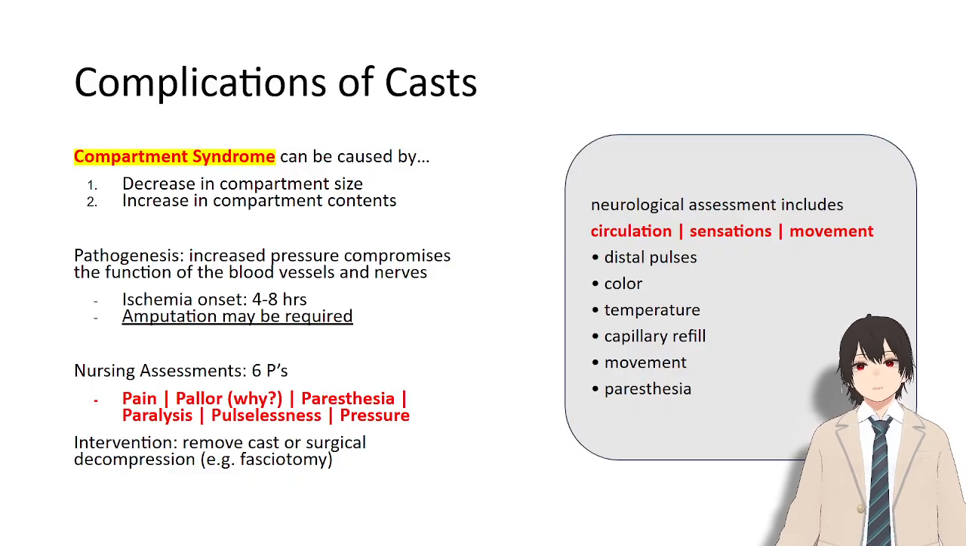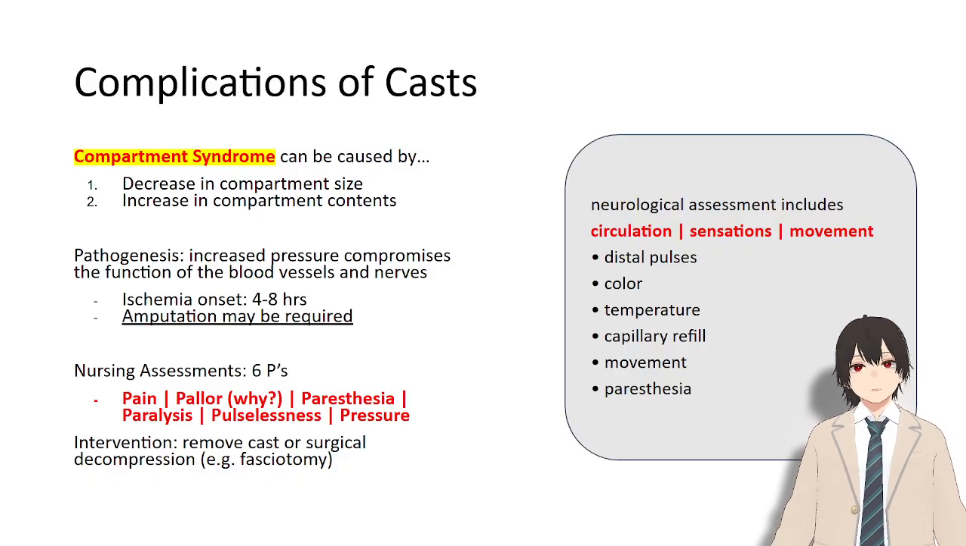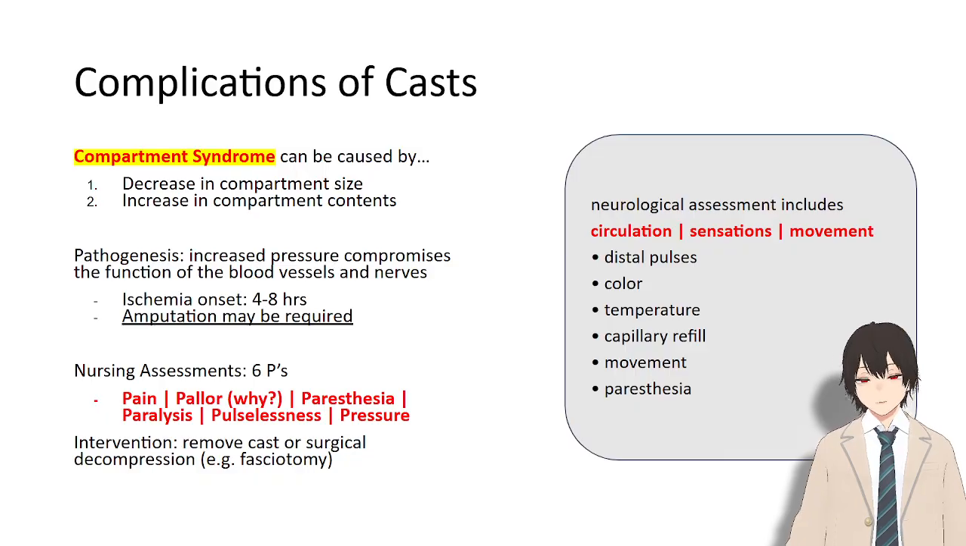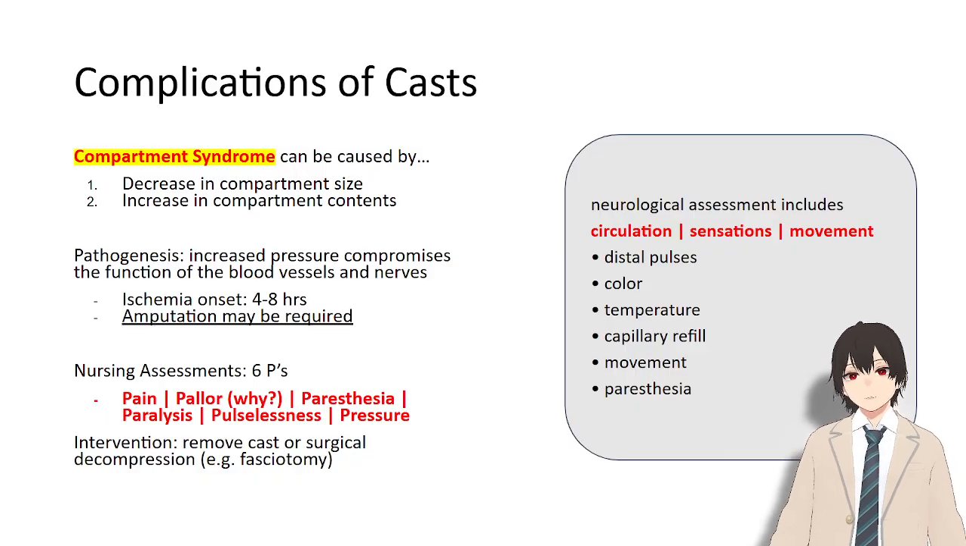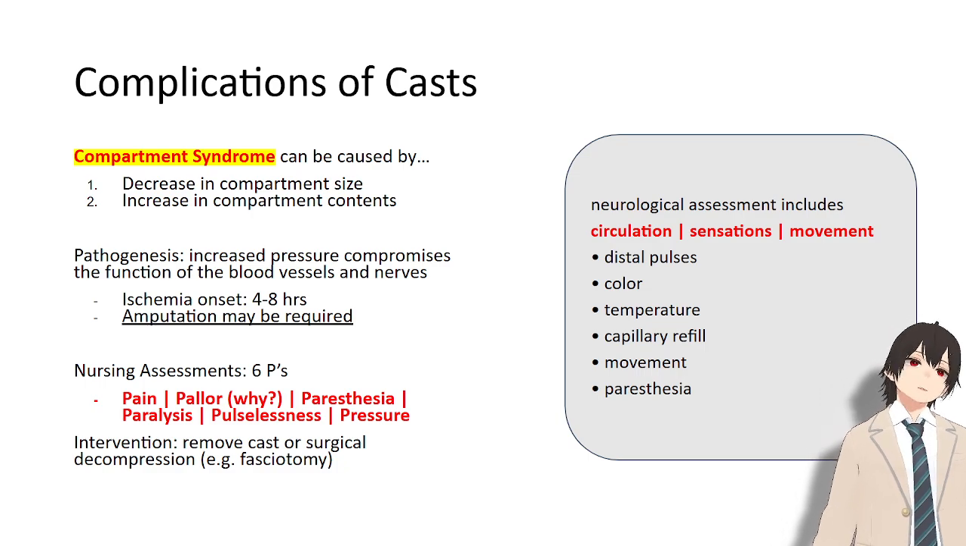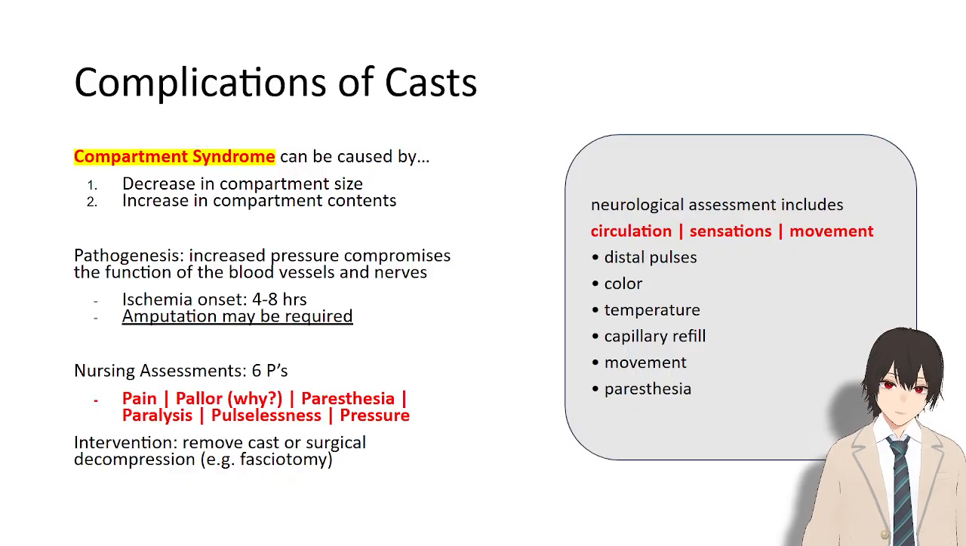Because if they're normally saying it's like 6 out of 10, 6 out of 10, 6 out of 10, and then suddenly it's like 8, 9, 10, 10 out of 10, and you already gave them medication, you need to consider this as an option. Pallor, you also need to consider because, like I said, it's the decrease and compromisation of the blood vessels, so you're not getting blood return, right?